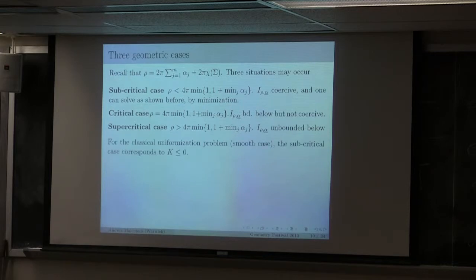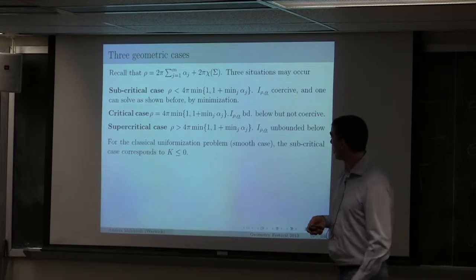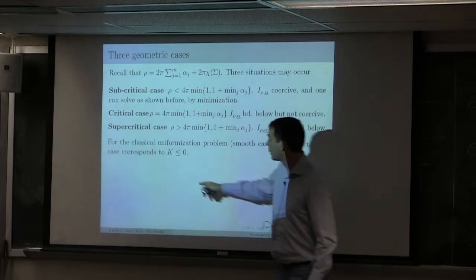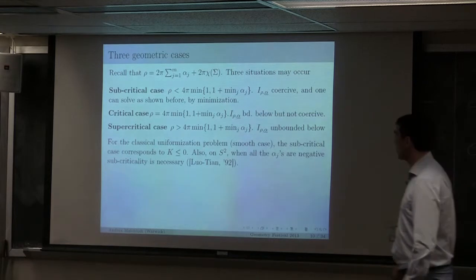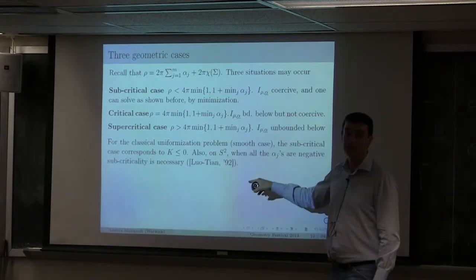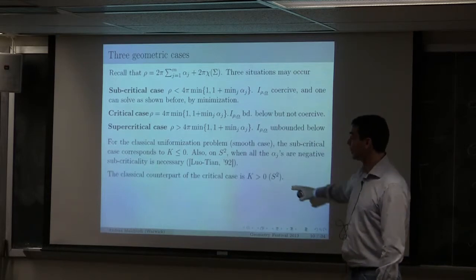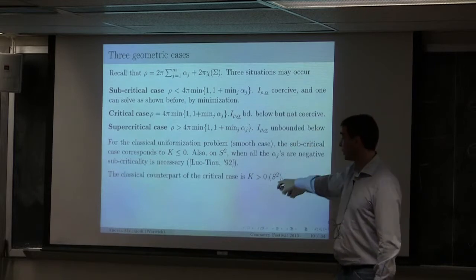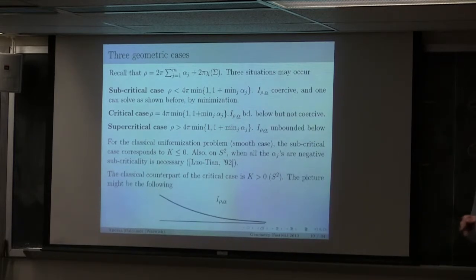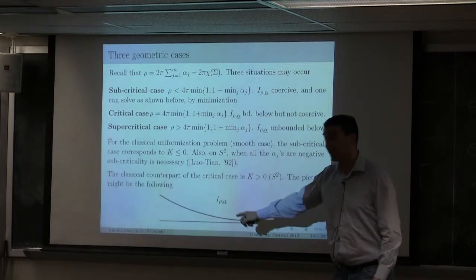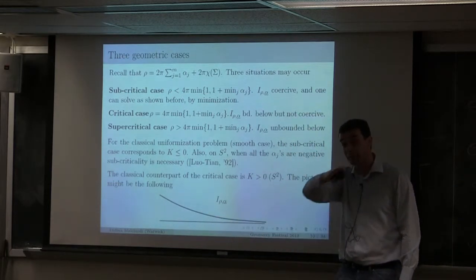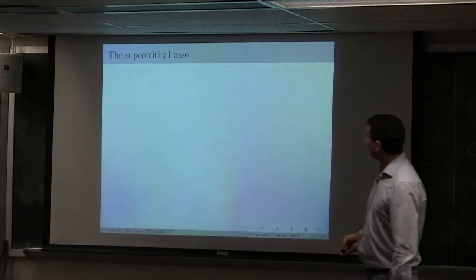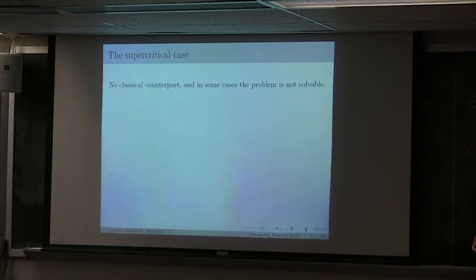So if you compare to the classical uniformization problem, the subcritical case corresponds to k less or equal to 0. And by the way, when you are on S2 and if all the weights are negative, subcriticality is also necessary. And the classical counterpart of the critical case is actually the sphere. Of course for the classical uniformization problem you can always solve, but in general the picture of the functional could be something like this. So you might have a lower bound, but you're not guaranteed to be able to minimize because you might have some kind of asymptotes. And the supercritical case in fact does not have a classical counterpart.